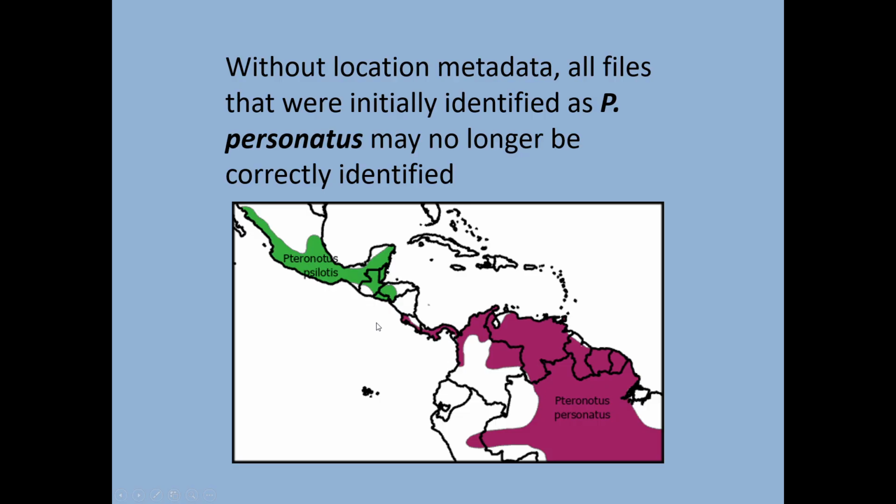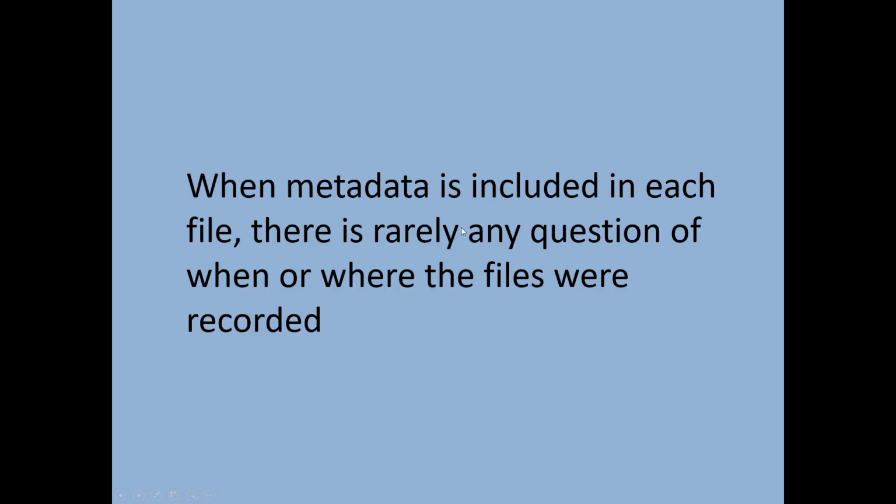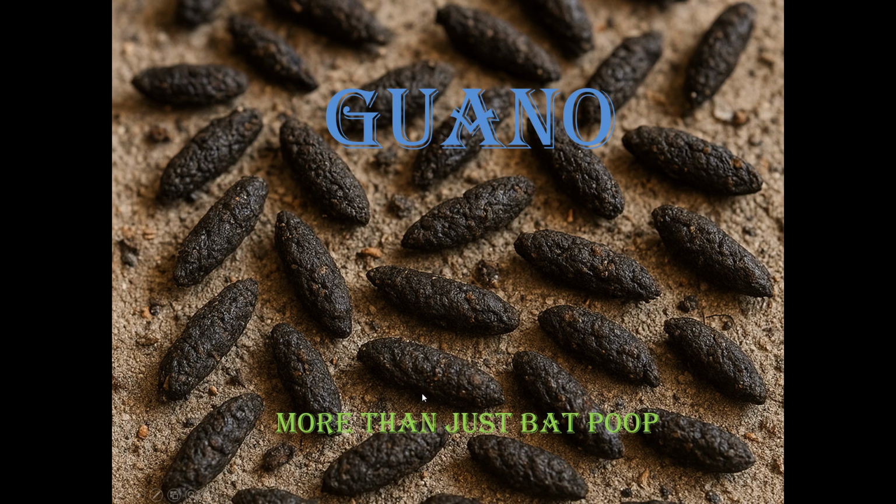Now there are some zones of overlap in this area here. Same thing with Pteronotus davyi and fulvus. If you're looking at older data that was recorded prior to these splits, the taxonomy can be updated based on the identification of the location alone. So the location information is critical. When metadata is included in each file, there's rarely a question of when or where it was recorded.